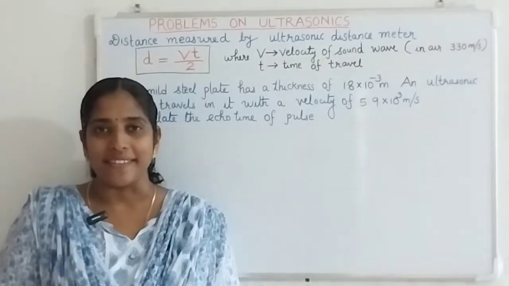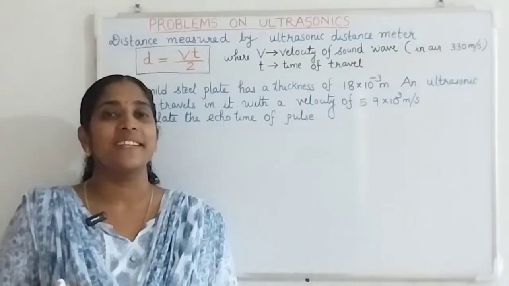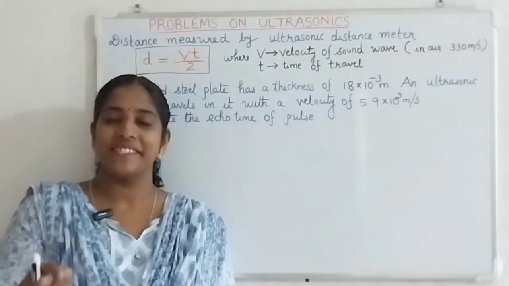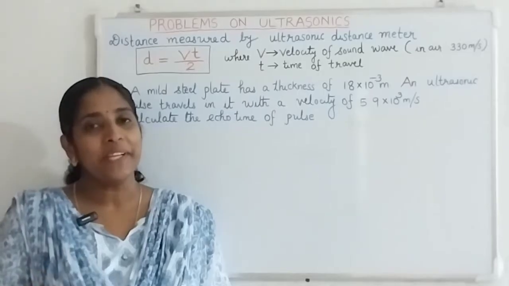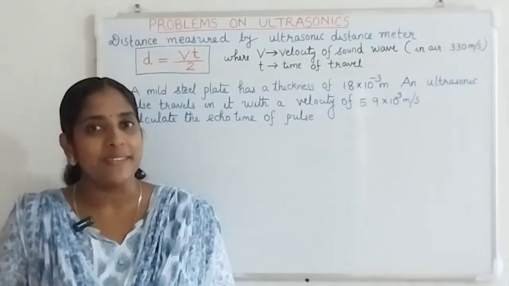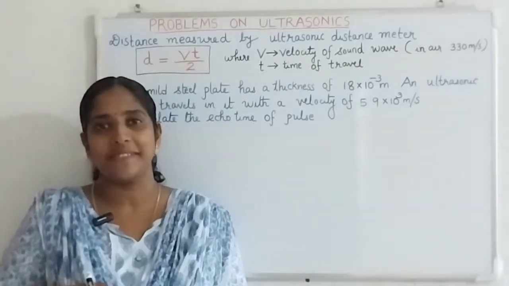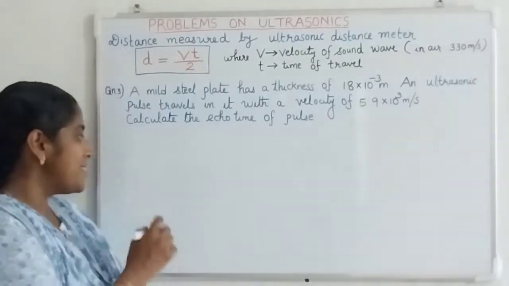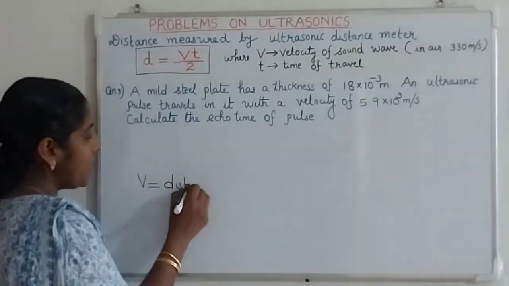That's a piezoelectric crystal, for example, lead zirconate titanate. That will send an ultrasonic pulse. It will reach the target and get reflected back. Now the time taken to send the ultrasonic pulse and to receive it is measured. From that we can find out the distance between two points. That is, speed is equal to distance divided by time taken.